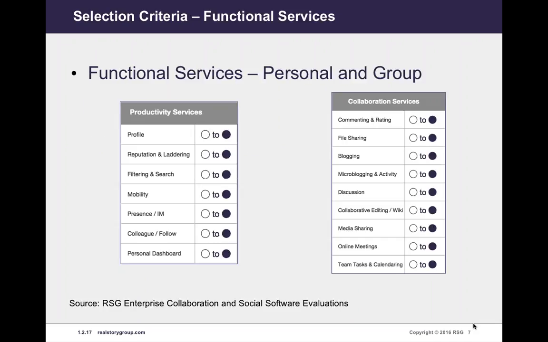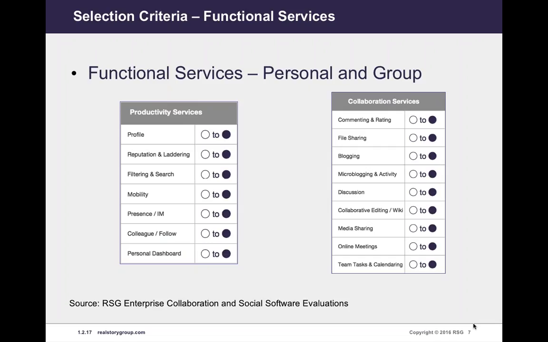So let's first start with the functional and enterprise services, because for better or worse, this is where many enterprises do start, because here we are still in the comfort zone of enterprises. We're talking about features and functionality. So from a feature perspective, this is what we look at when we're doing the deep dive evaluations of the vendors. So we group them first into a couple of categories that you see on the screen here.